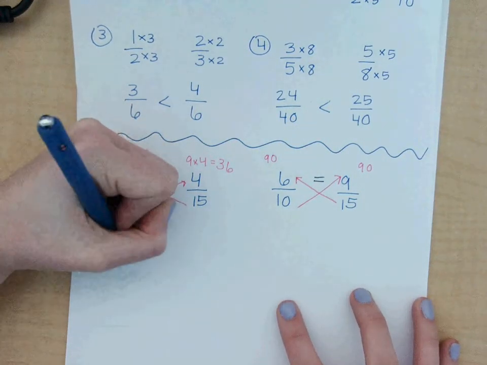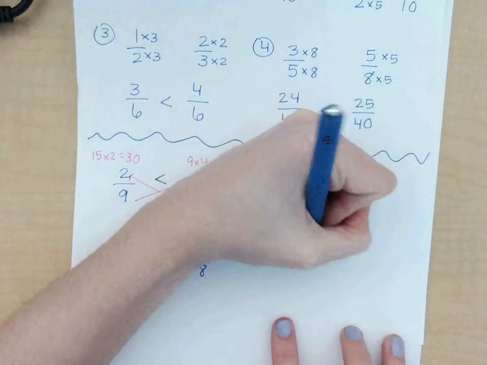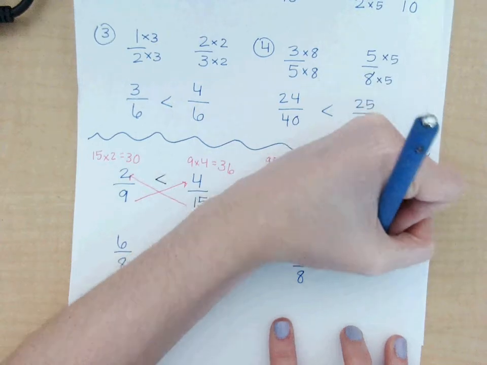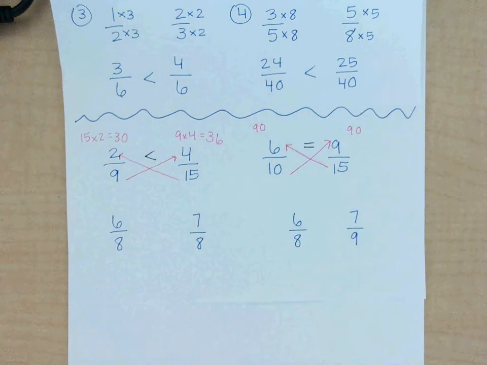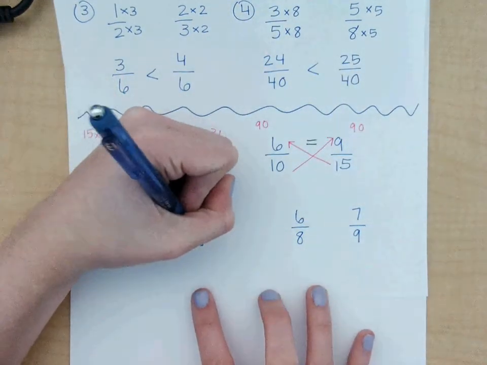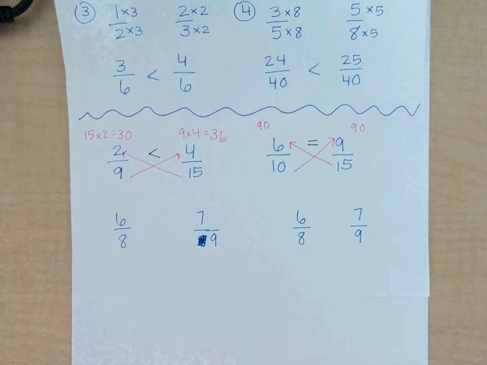I want you to do this one on your own. And I actually want you to do this using both methods. So I'm going to write it twice. I want you to do the same comparison both ways. I'll give you a minute or two. Oh, sorry. This should be a 9. Sorry. 6/8 and 7/9. My bad. That would have been too easy.